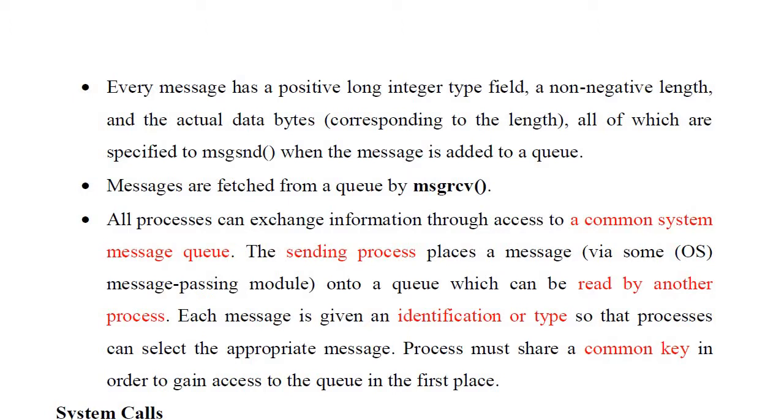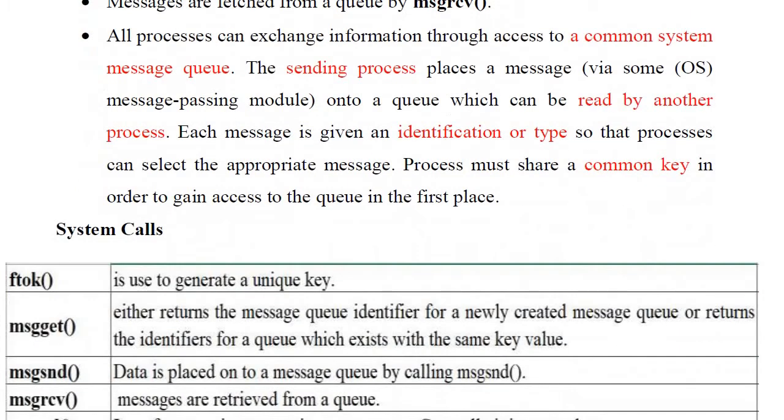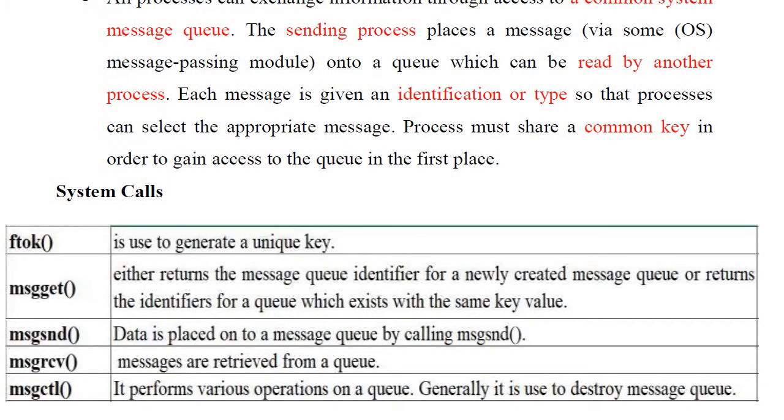So all these message send, message receive, which I've been telling here, these are called system calls. Let's see what the system calls do. This is one of the diagrams which tells about the system calls. What the system call ftok does is it is used to generate a unique key. Then msgget either returns the message queue identifier for a newly created message queue or returns the identifier for a queue which exists with the same key value.